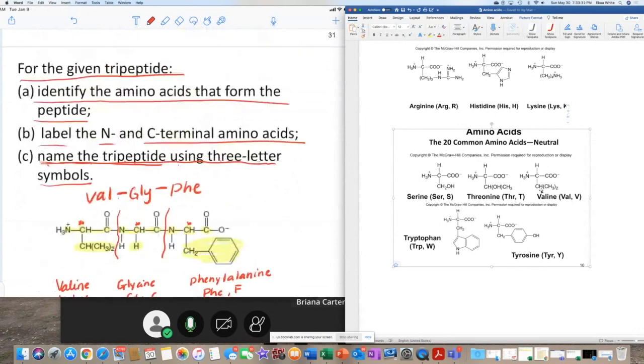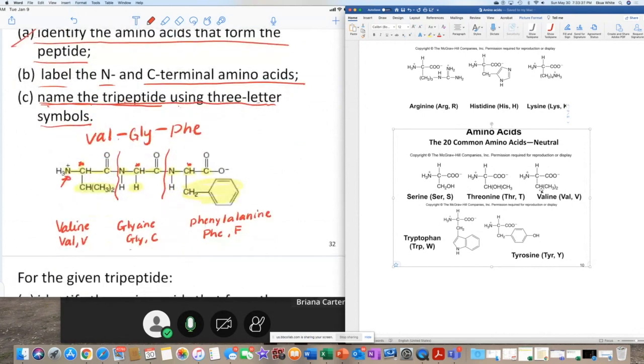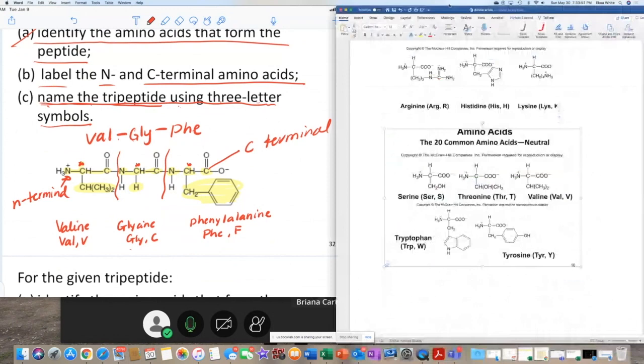Oh, I didn't do all the parts. I identified the amino acid. I didn't label N. This is good because of the nitrogen. This would be the N terminal. This is going to be the C terminal. Okay. Oh, let me check to see if there are any questions. Okay.